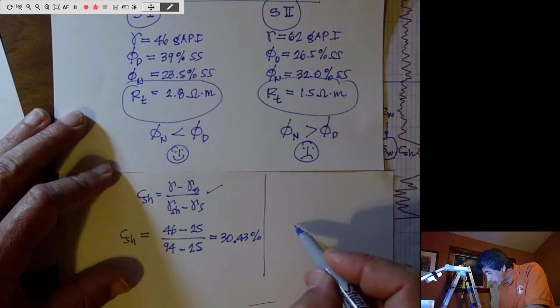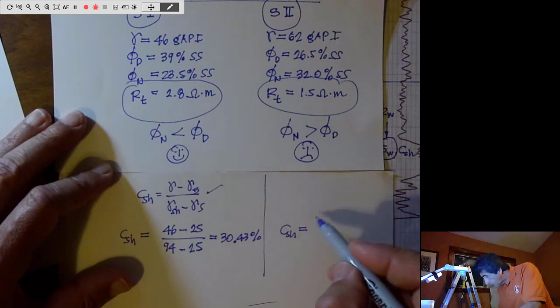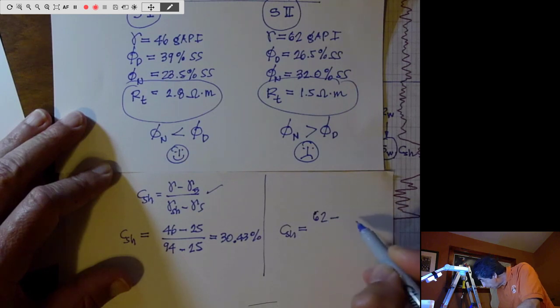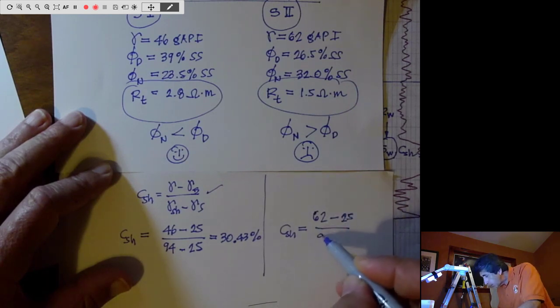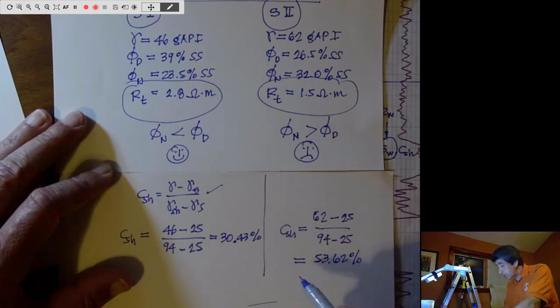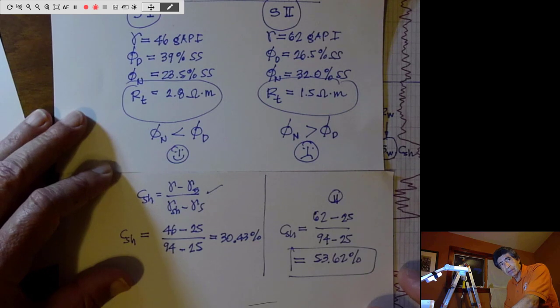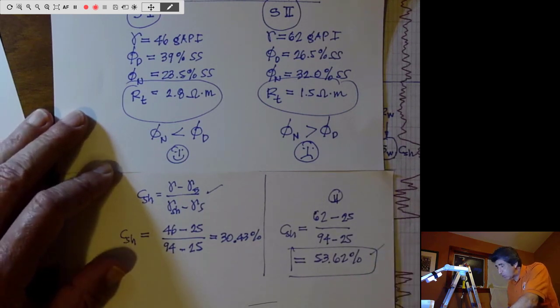In the second one, CSH here is going to be equal to the gamma ray log, which in this case is 62, minus the 25, over 94 minus 25, and the result of this calculation is 53.62%. So what's going on here? Well, what's going on here is that in this sandstone number 2, more than 50% of the rock is shale. How about that? Most people would discard this segment just on the basis of the net to gross being so small. But wait, don't discard it until we know that the intervening layers of sandstone have good storage and flow properties.